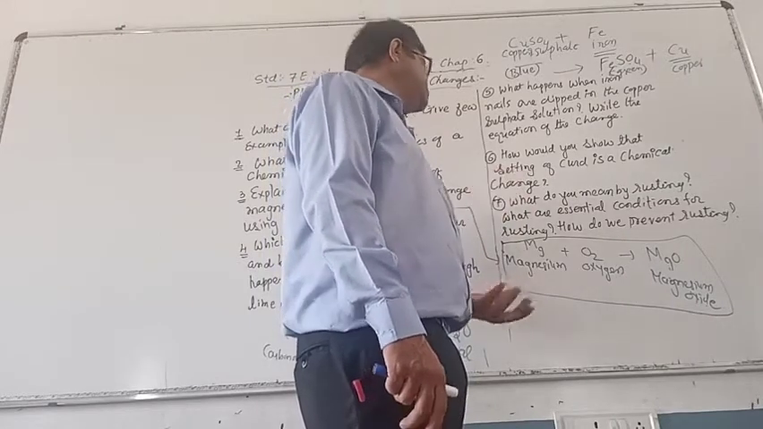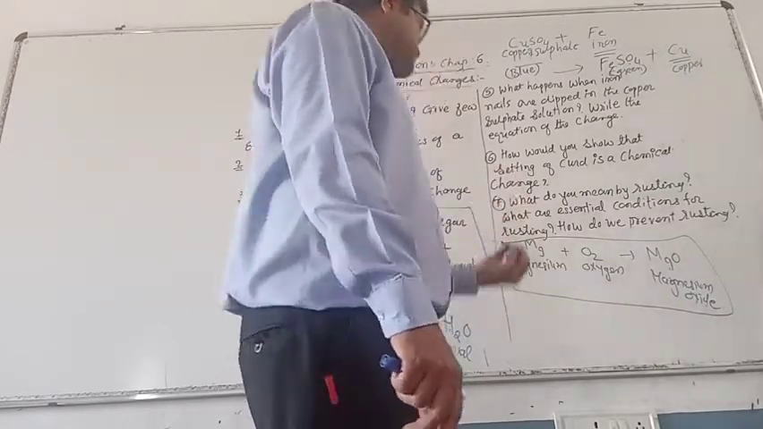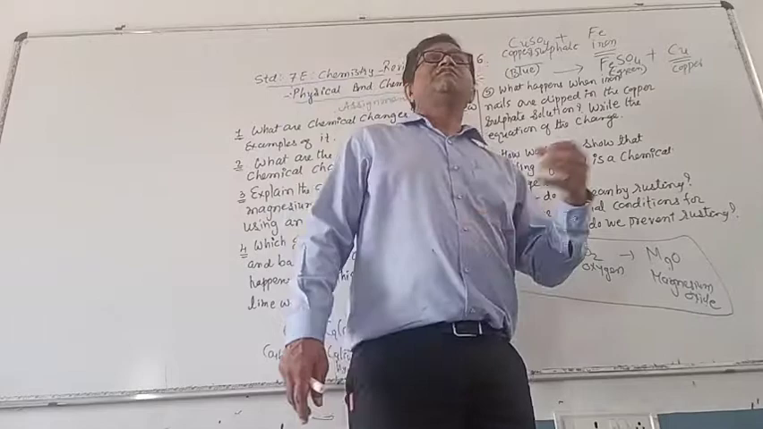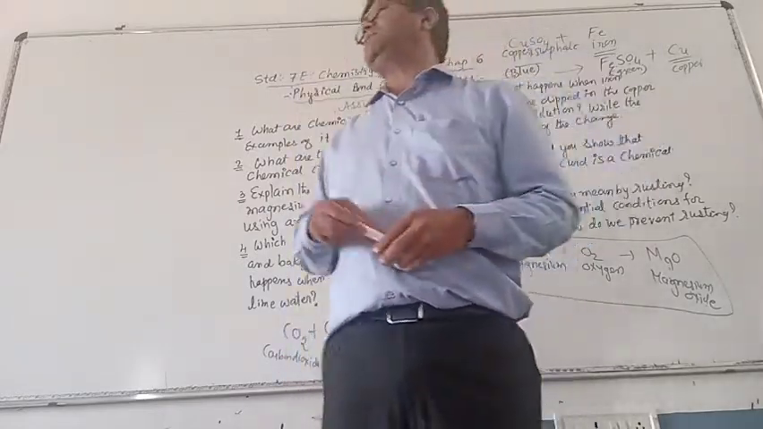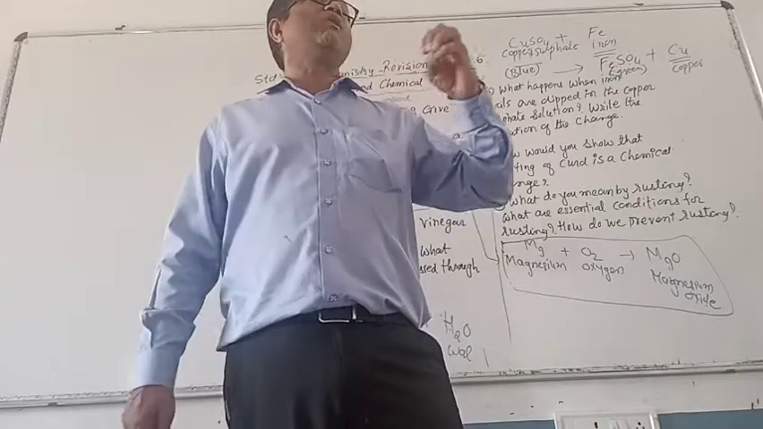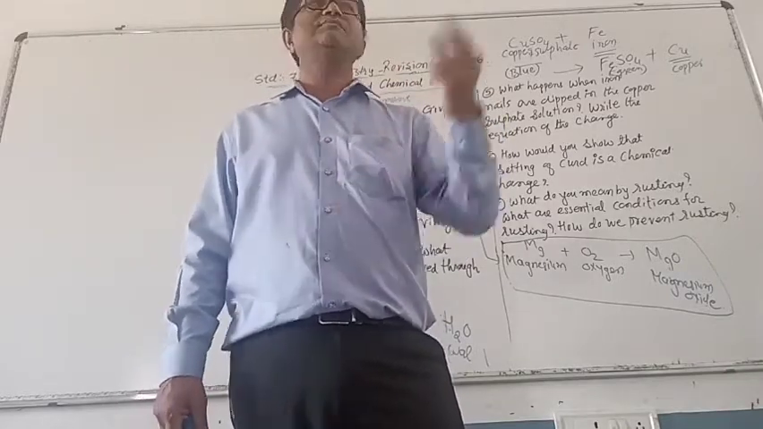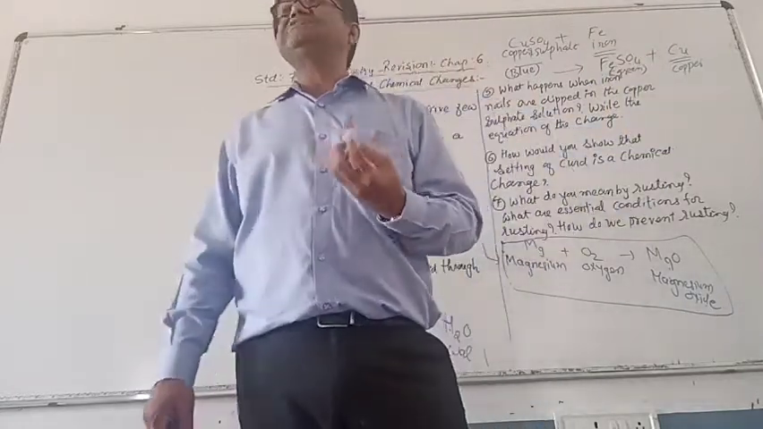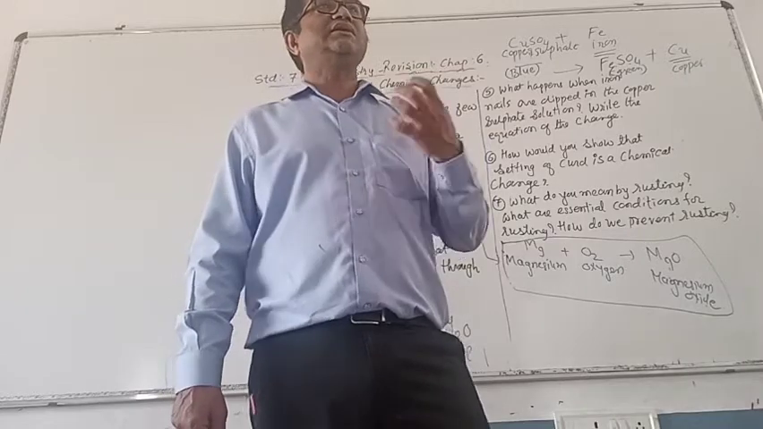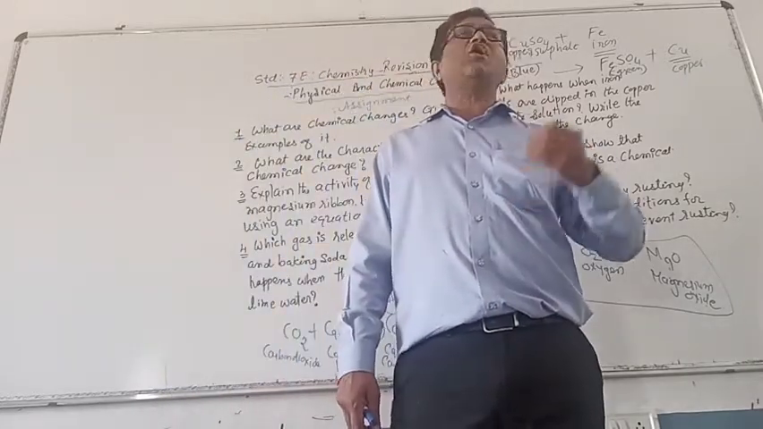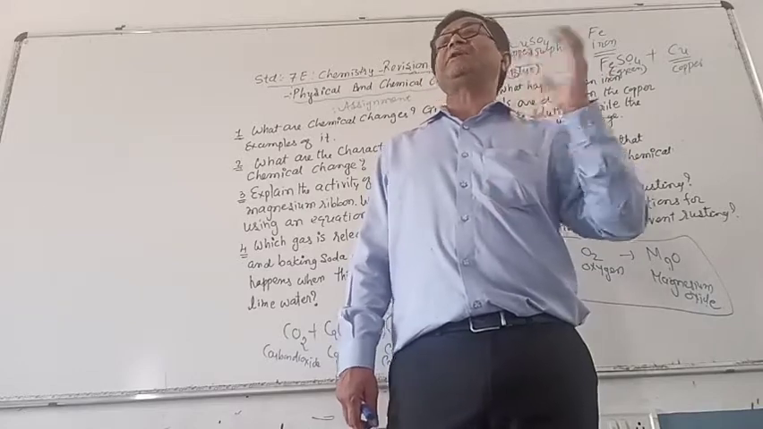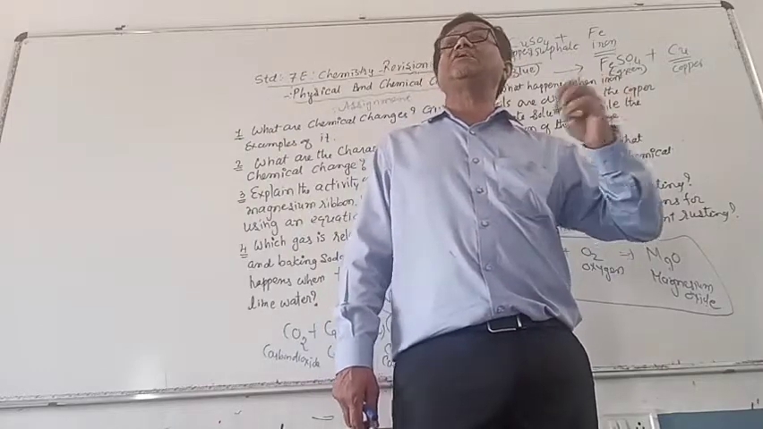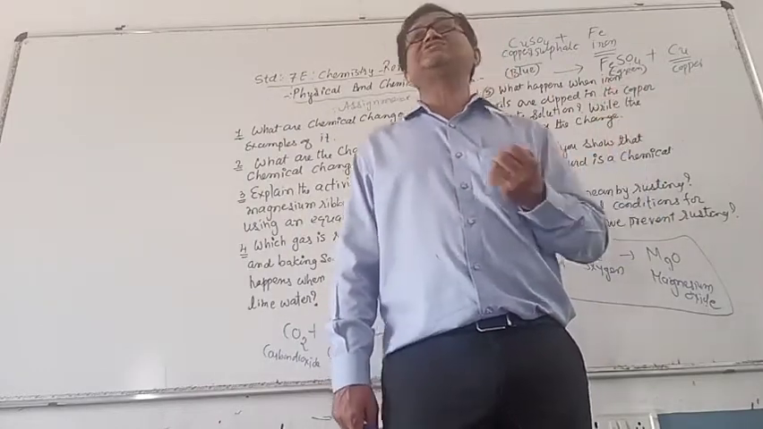What do you mean by rusting of iron? What are the essential conditions for rusting, and how do we prevent rusting? When we keep iron materials open in moist weather for a long time, they get a brown coating of powder. That is known as rusting of iron. Here, iron reacts with the oxygen and makes iron oxide. So that rust, that brown powder, is iron oxide. So it is a chemical change.